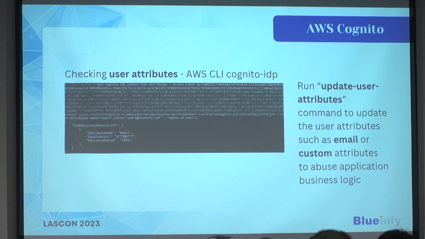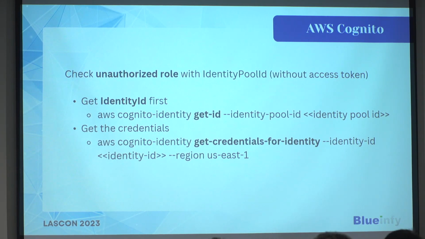So update user attribute is another command where you can check whether you have permission to modify your attributes or not. Similarly, if you can change the email or the custom attribute, it is a vulnerability.